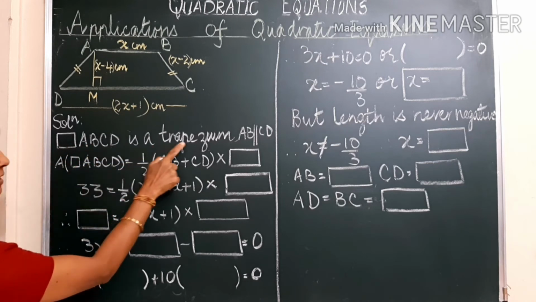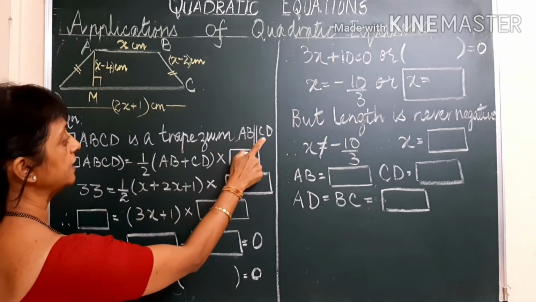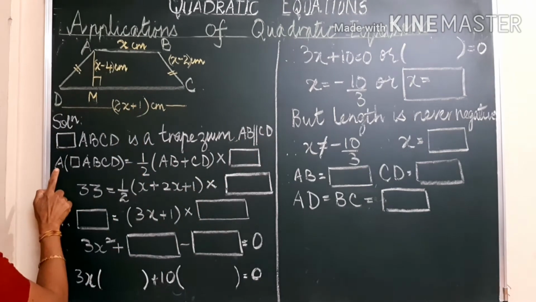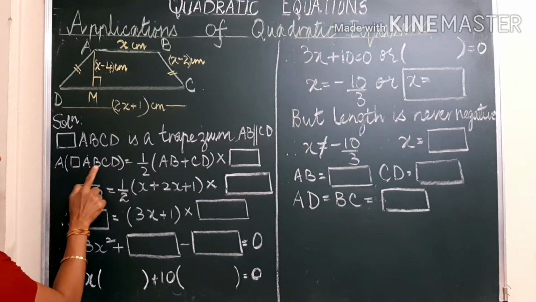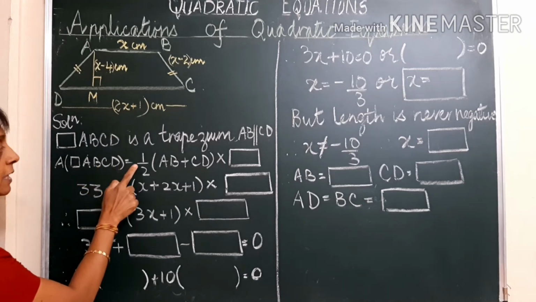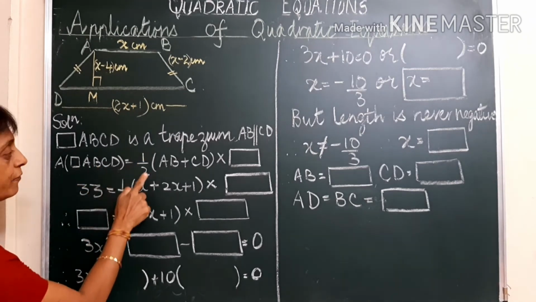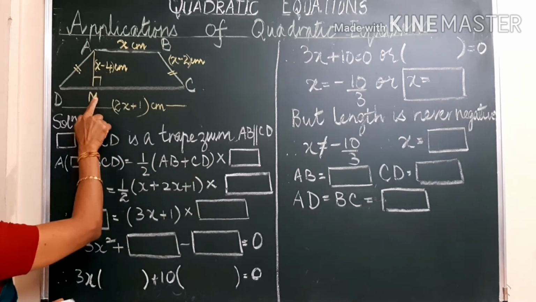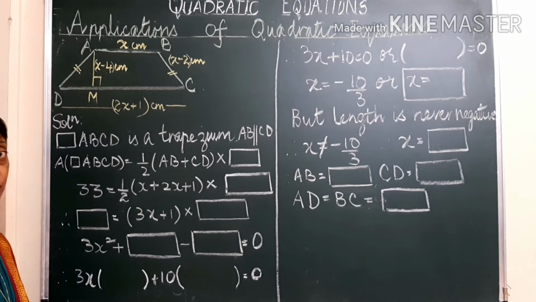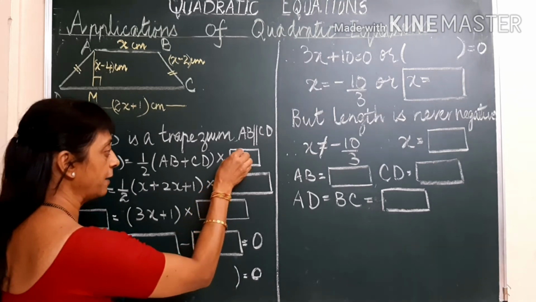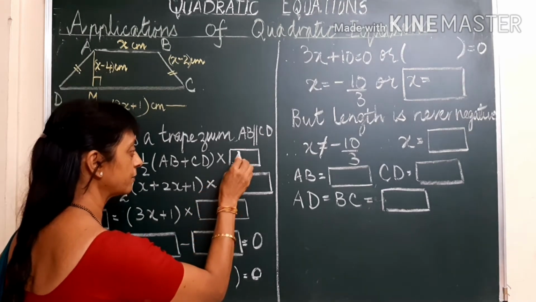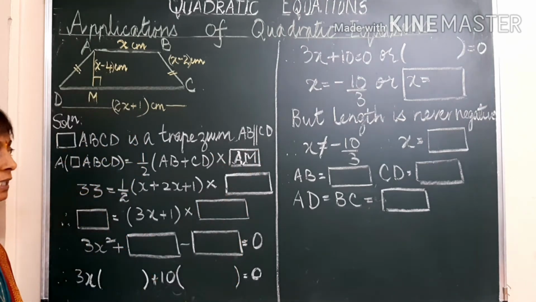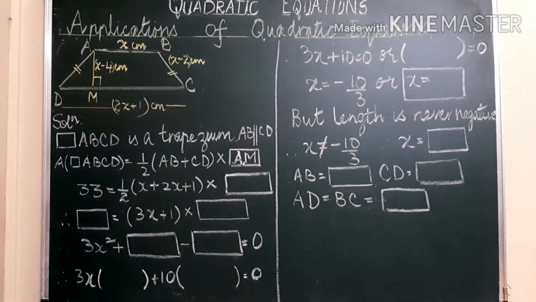Quadrilateral ABCD is a trapezium where AB is parallel to CD. Right, let's proceed. Therefore, the area of quadrilateral ABCD, which is a trapezium, is always equal to half into the sum of the parallel sides into the perpendicular height. So, which is the perpendicular height shown over here? AM. So, let's put AM. That fills the first empty box.